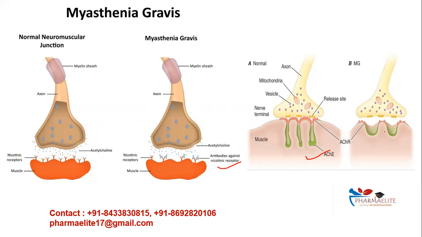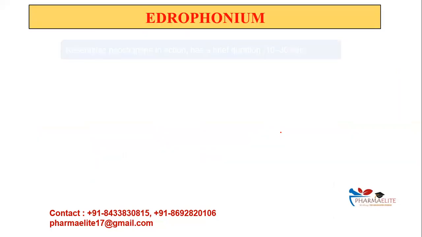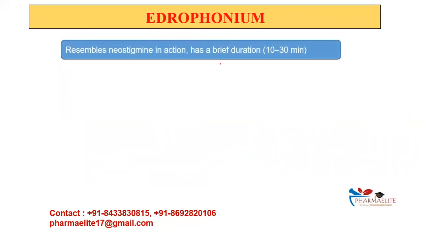Okay, whereas here in myasthenia gravis patients the receptors also decrease and this enzyme is also decreased. So we have to remember what is myasthenia gravis. Now coming on to its part, it resembles neostigmine actions, brief duration of action. We have repeated this point several times because you'll understand this further in the MCQ part.